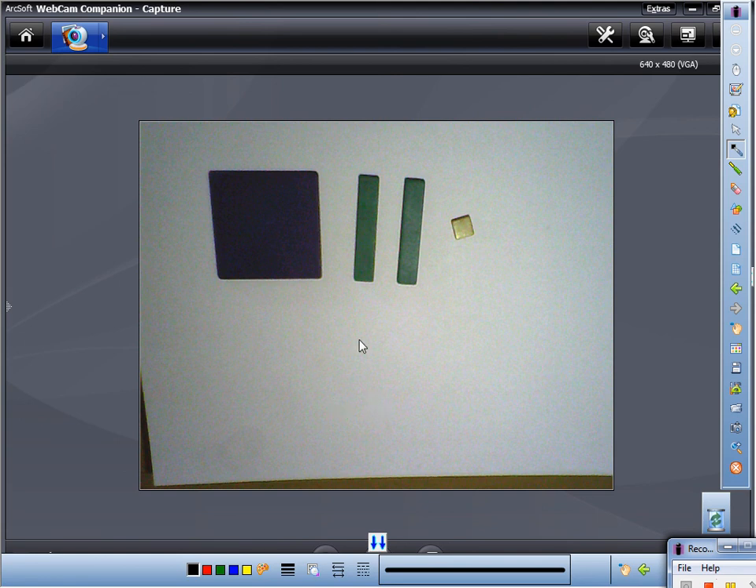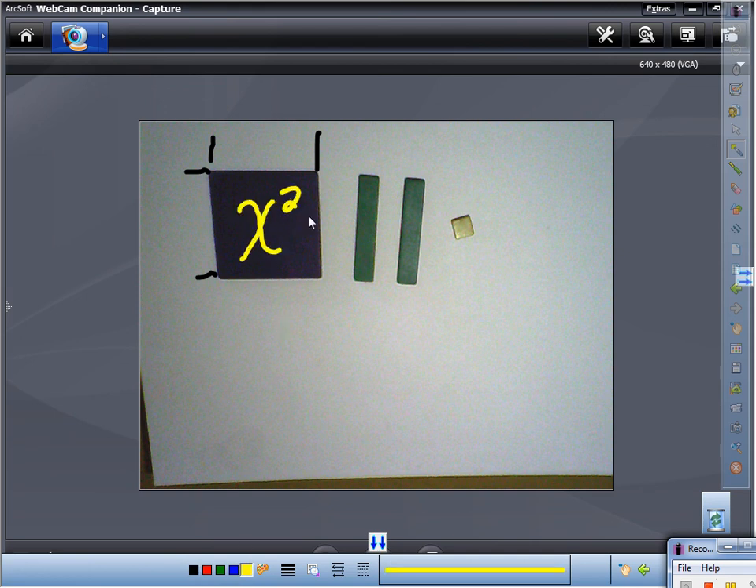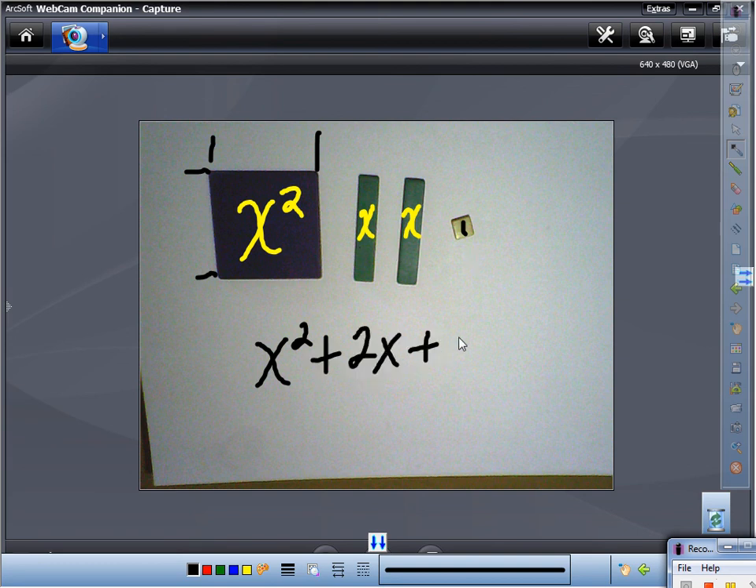Alright. Look up to the screen. Who remembers that this one was labeled, since we didn't know the measurement from here to here or from here to here, I said from now on we're going to label this one x squared. You guys remember that? This one was x times 1, so this one is known as x, and this is another x. And these are units. This is considered a 1. So what is my polynomial here? X squared plus 2x plus 1.